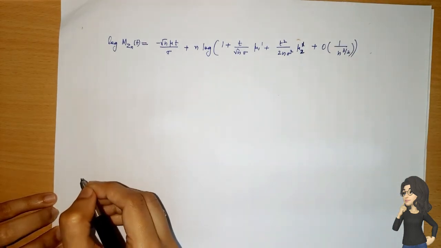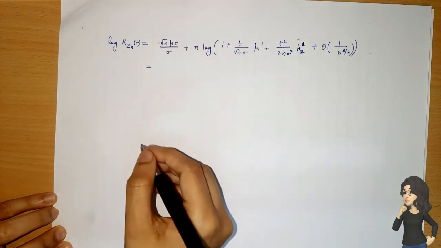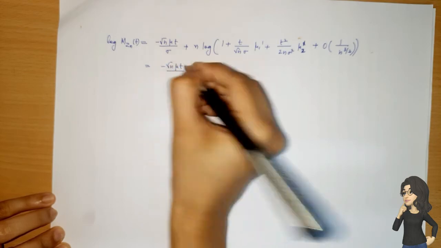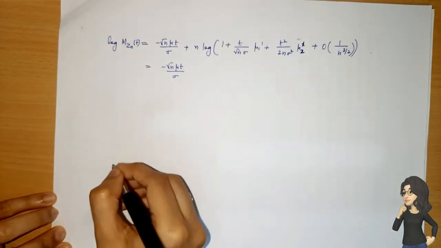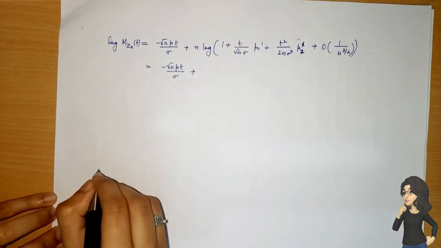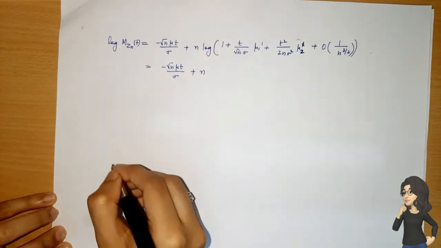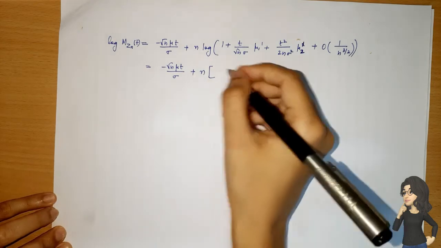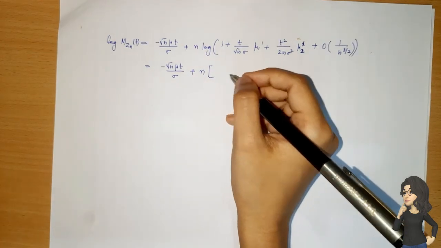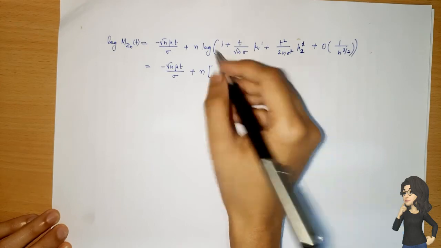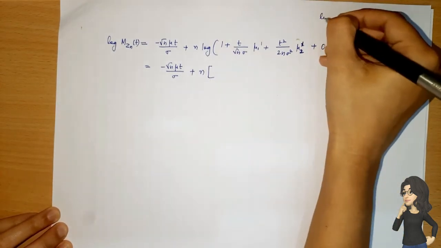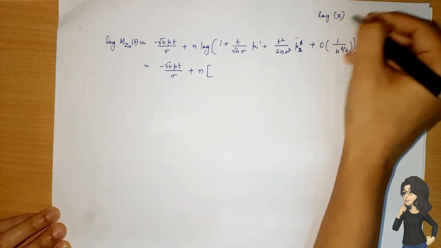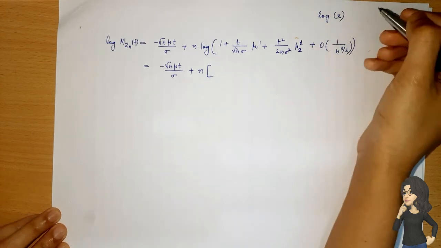Isn't it? Yes. So this can be written as minus root n mu t divided by sigma plus n into, we are going to expand this logarithm. So this whole thing is considered as a function, suppose x. So the expansion of this logarithmic function is what we are going to do now.